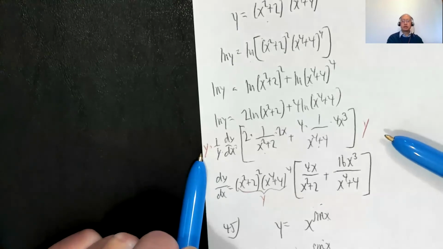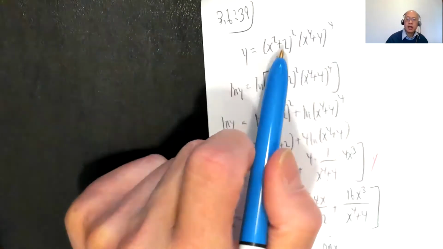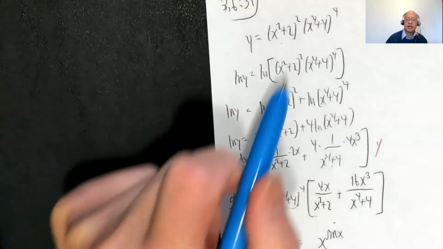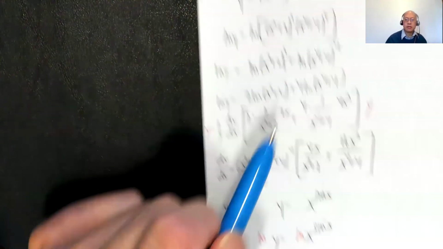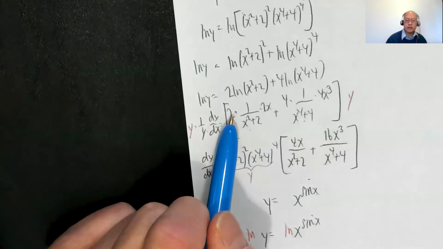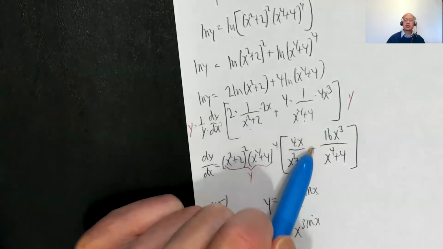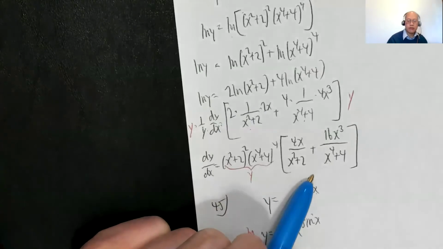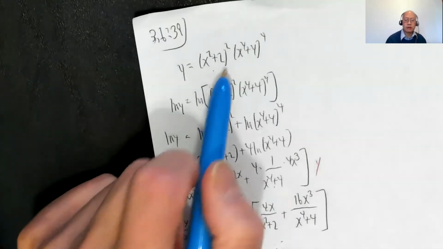And then you always multiply both sides by y, but you don't leave it as y. You multiply the actual y, which was this. So dy dx is the original x squared plus 2 squared times x to the 4th plus 4 to the 4th times this extra stuff, which is 2 times 2x, 4x over x squared plus 2 plus 16x cubed over x to the 4th plus 4. That is equivalent to what you would get if you just did the product rule and the chain rule.